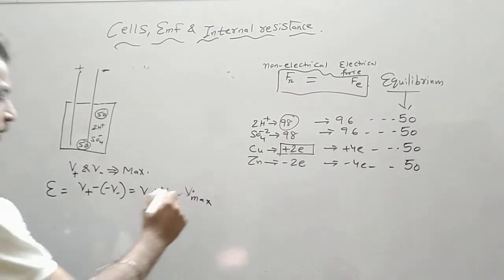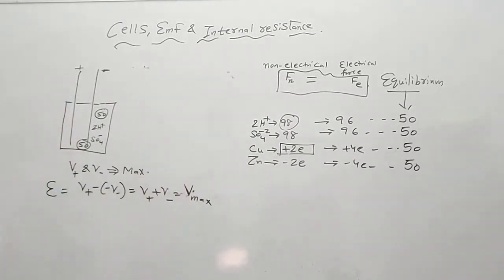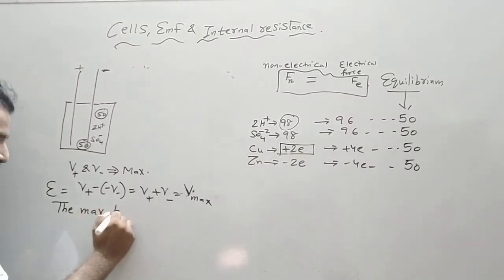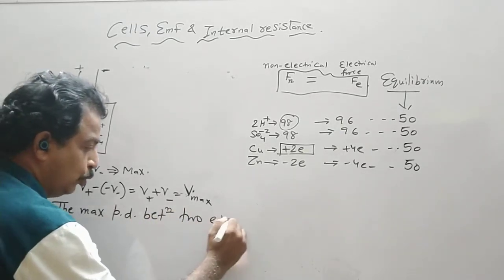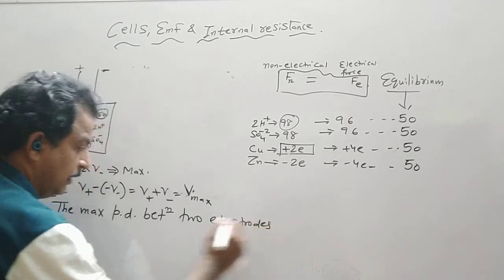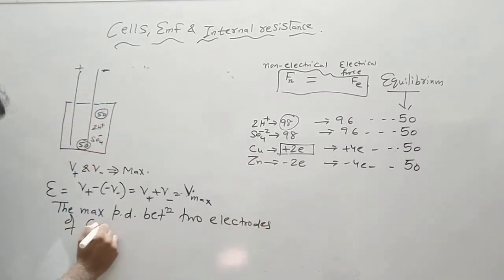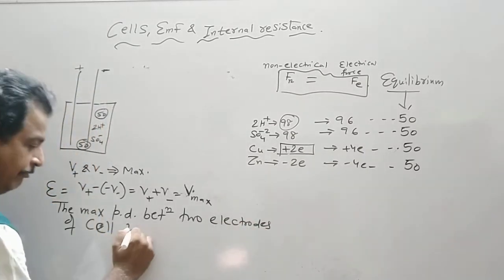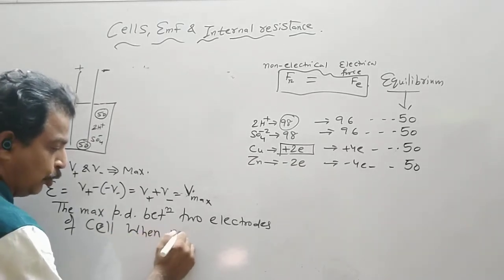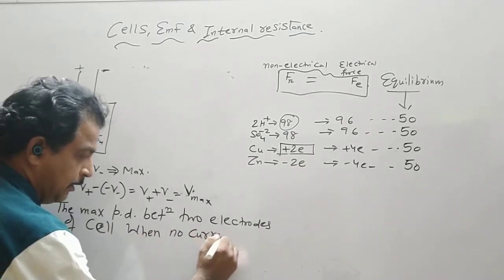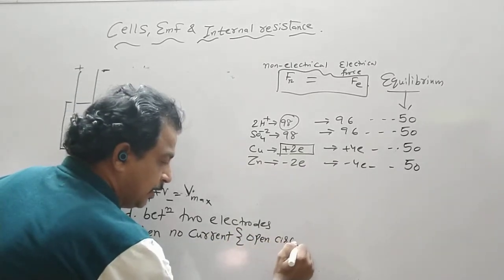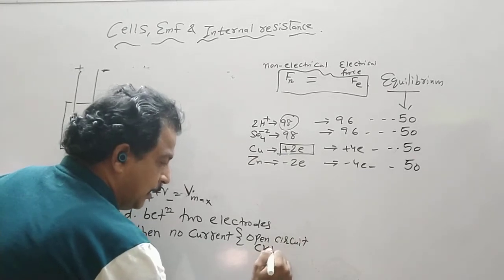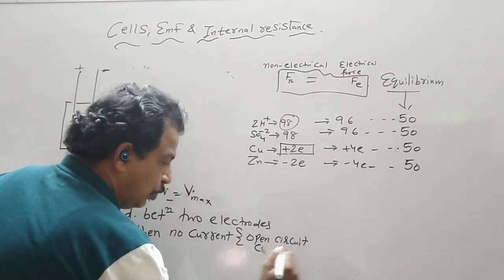So this is the concept of EMF, and I will say the definition as the maximum potential difference between two electrodes of a cell when no current is drawn. That is called open circuit condition.